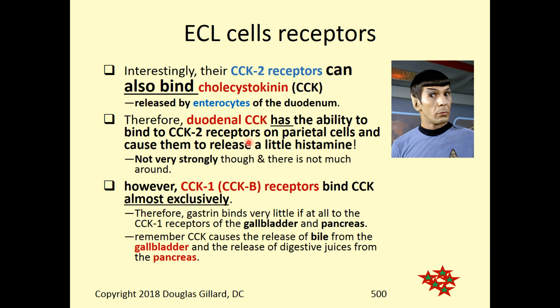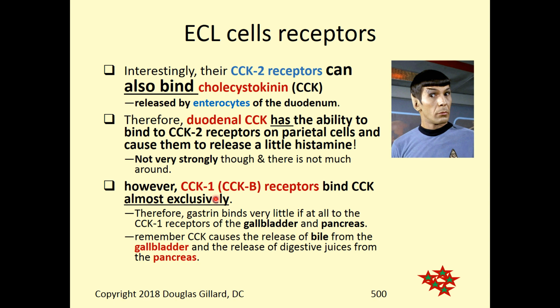ECL receptors, CCK. This is kind of interesting. Mr. Spock is curious. I want to be late for class, but that's okay. Interestingly, their CCK2 receptors can also bind CCK, cholecystokinin, which is released by enterocytes of the duodenum. So CCK from the intestine, here's the intestinal phase coming in, which we don't have time to talk about, has the ability to bind to our CCK2 receptors, and therefore they can release a little histamine and can stimulate the release of a little gastric acid. It's not a super strong mechanism, but they can.